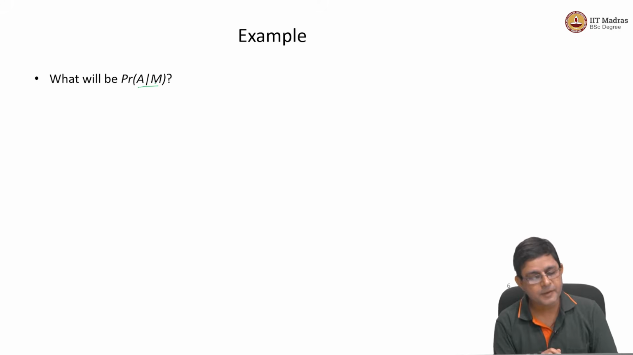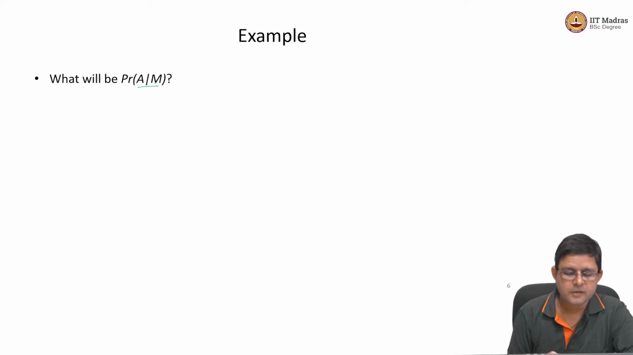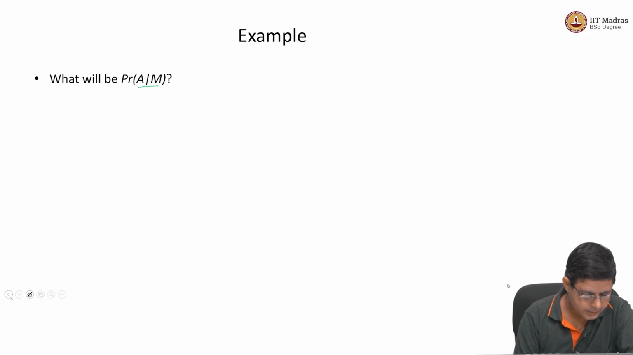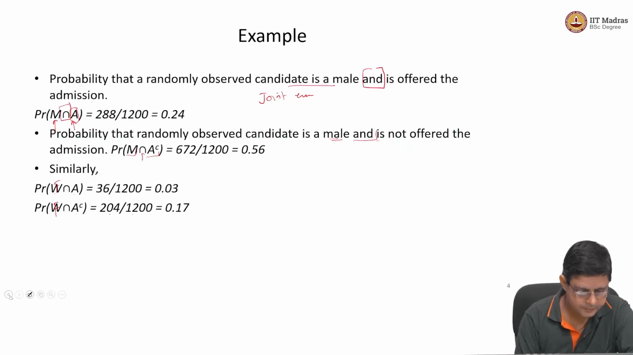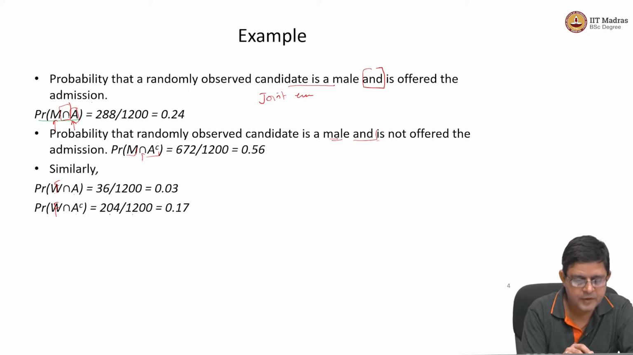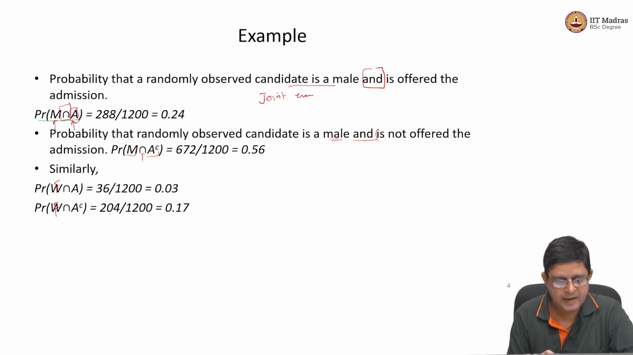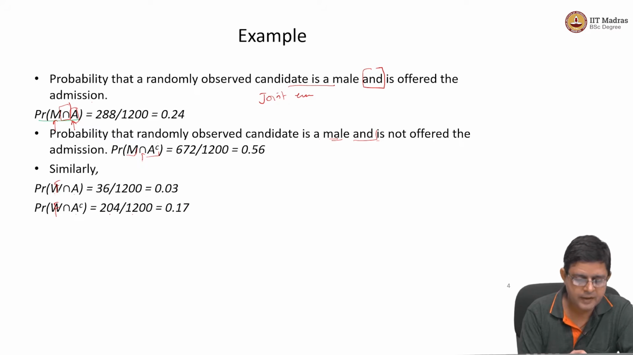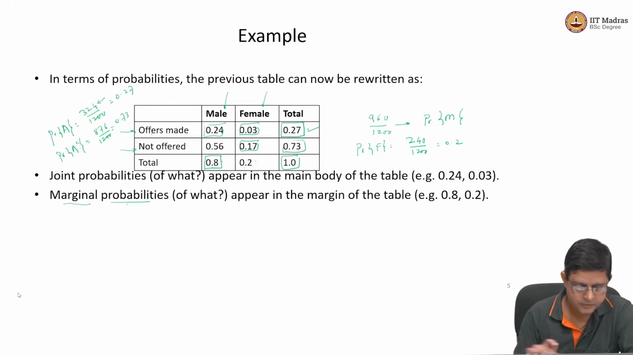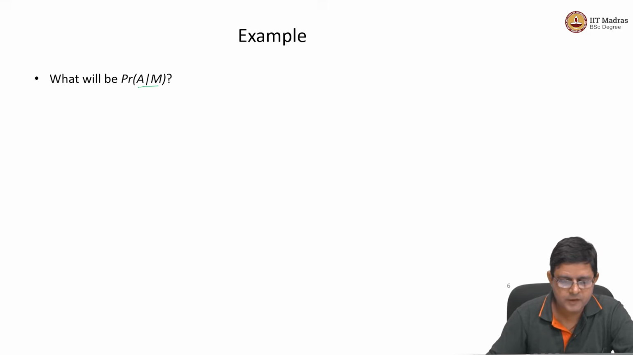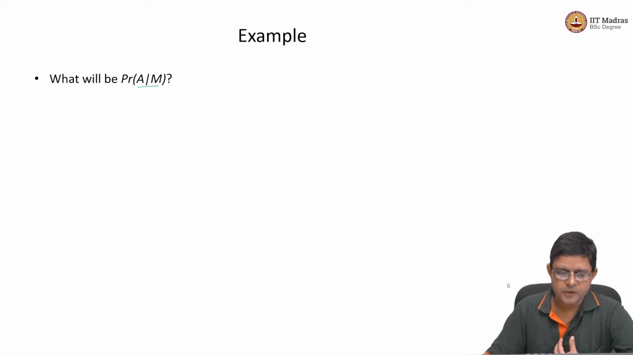Now, what is this probability? What is this notation for? This is the notation for conditional probability. Remember, this is different from joint probability. Joint probability was denoted by this notation, where we use "and": M and A, F and A, or W and A. Notice the difference. This is a different notation, the notation for what is called conditional probability.